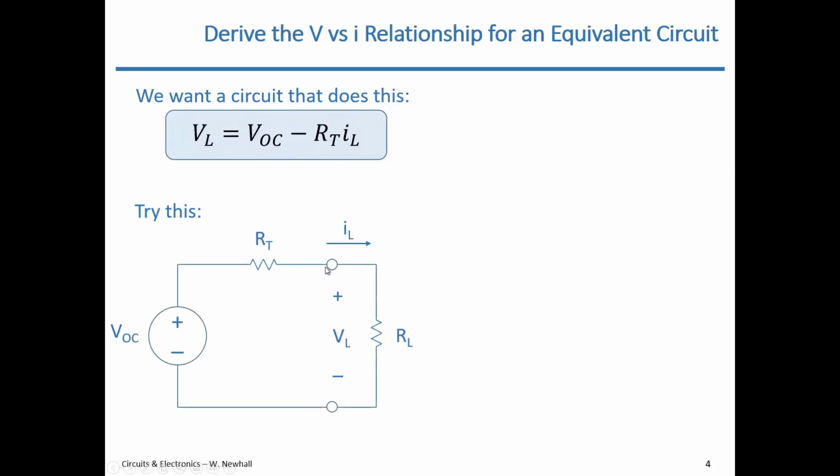Okay, so the circuit that I've replaced that blue box with is the circuit to the left of these terminals. So I've taken that blue box with resistors and sources, and I've replaced it with a source and a resistor in series. I took that complicated circuit, I just replaced it with this. Let's see if I get the same VL versus IL relationship.